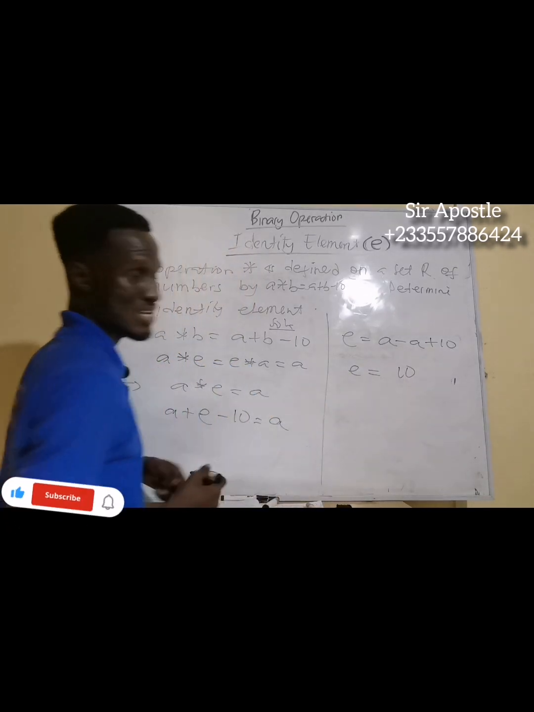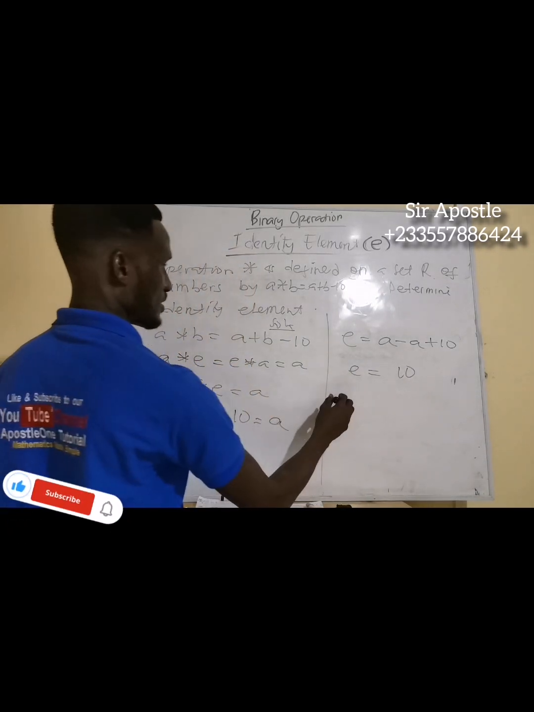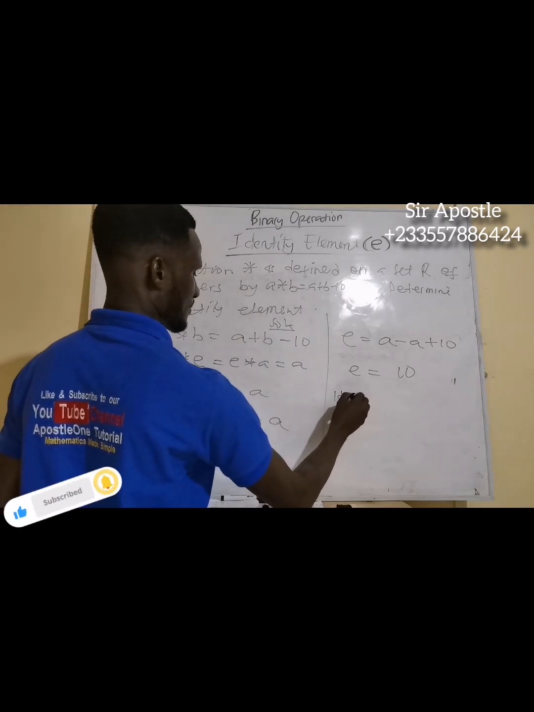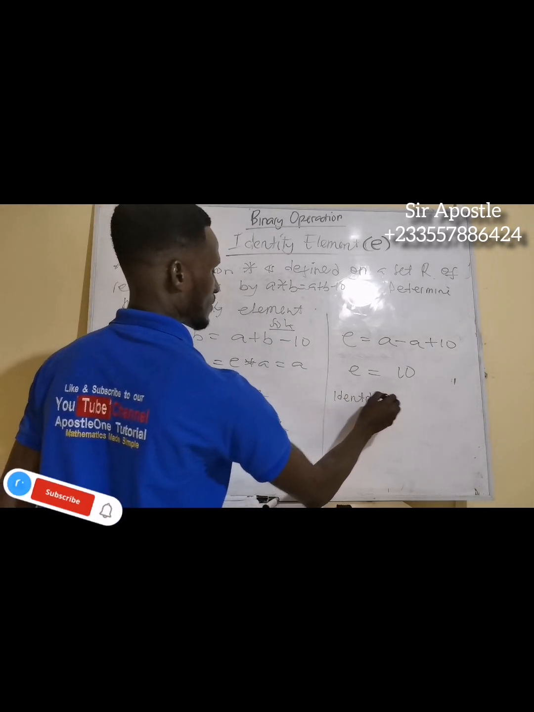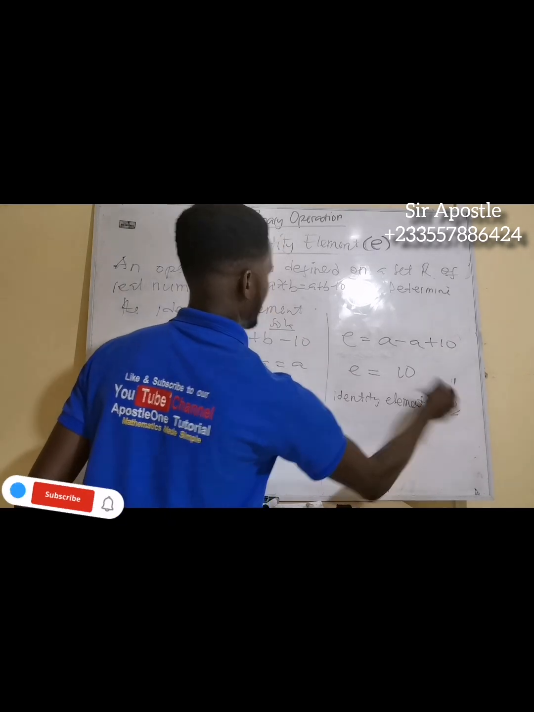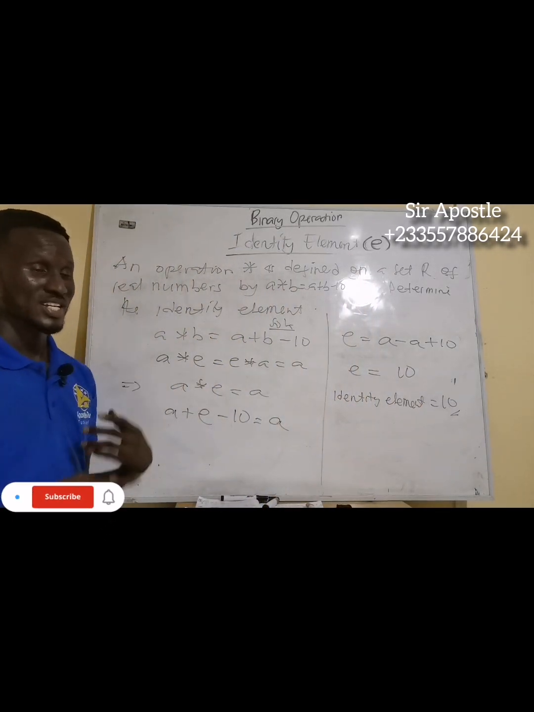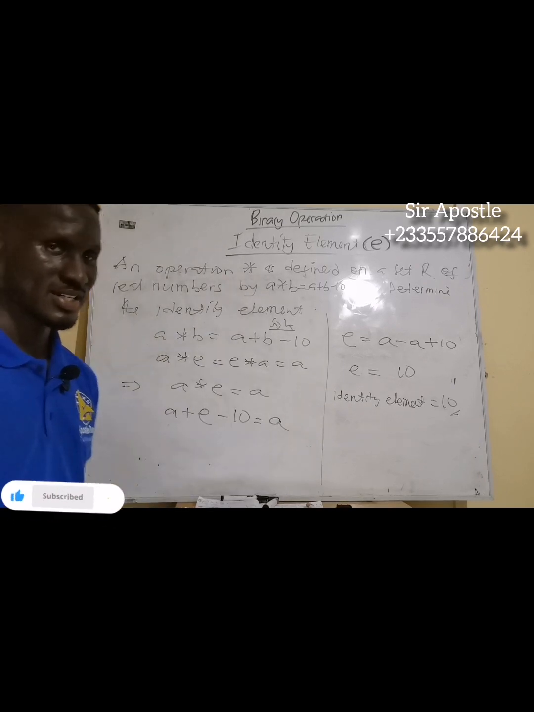A minus A will give us 0. So which means the identity element is equal to 10. Identity element for this. Now let's move on to the next video and we solve more questions on it.